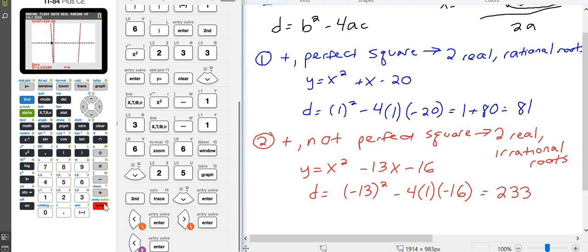So this one, and if you try the other root, you'll see that it's also irrational. You can try it on your own, but the other root is also irrational.